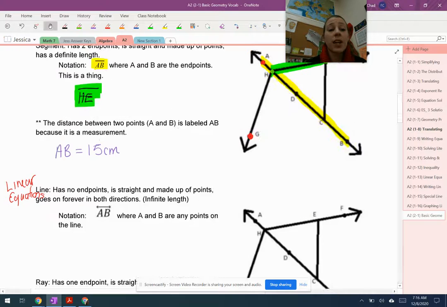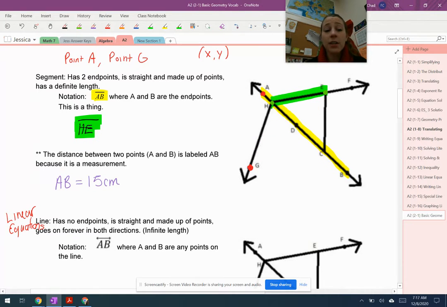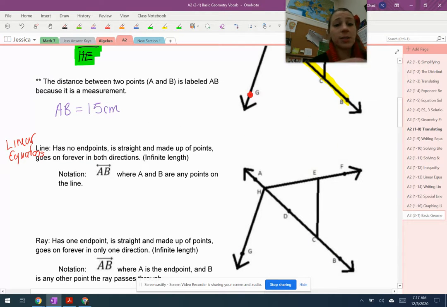So again, the difference between a line and a line segment, a segment has two endpoints. It has a definite length that you could measure. And a line has no endpoints. So I'm just going to stress that. No endpoints. And it goes on forever in both directions. It's an infinite length. It has those arrows at the end. The notation for a line is very similar to that for a line segment. It just has the arrows going on either end because that's showing that it's the line going on in both directions.